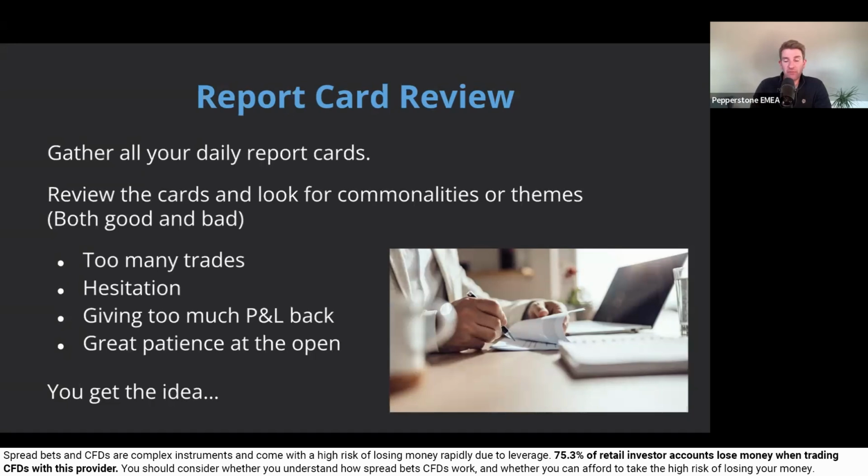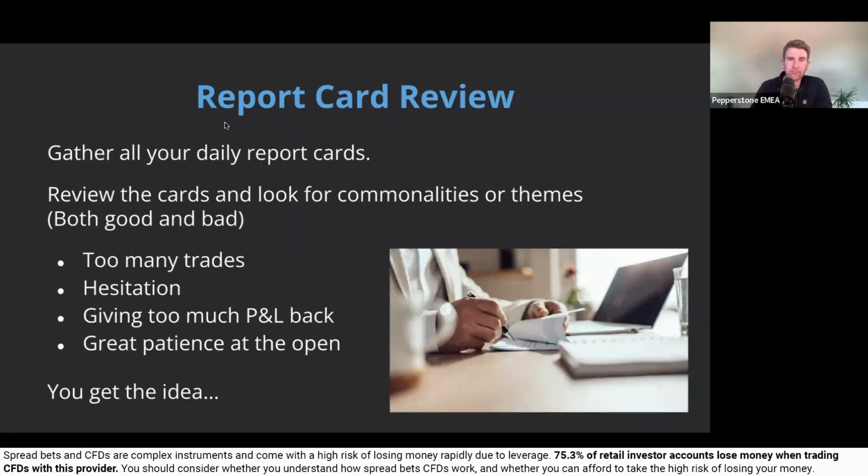You'll immediately go after you look at the daily reports. Look, man, I'm taking too many trades. I'm holding losers too long. I'm not holding winners long enough. I'm giving back too much P&L when I'm up on the day, whatever it might be. And this is why you have these daily reports. You can go through and look for the commonalities or themes, the positives and the negatives, and then adjust, right? And then adjust.